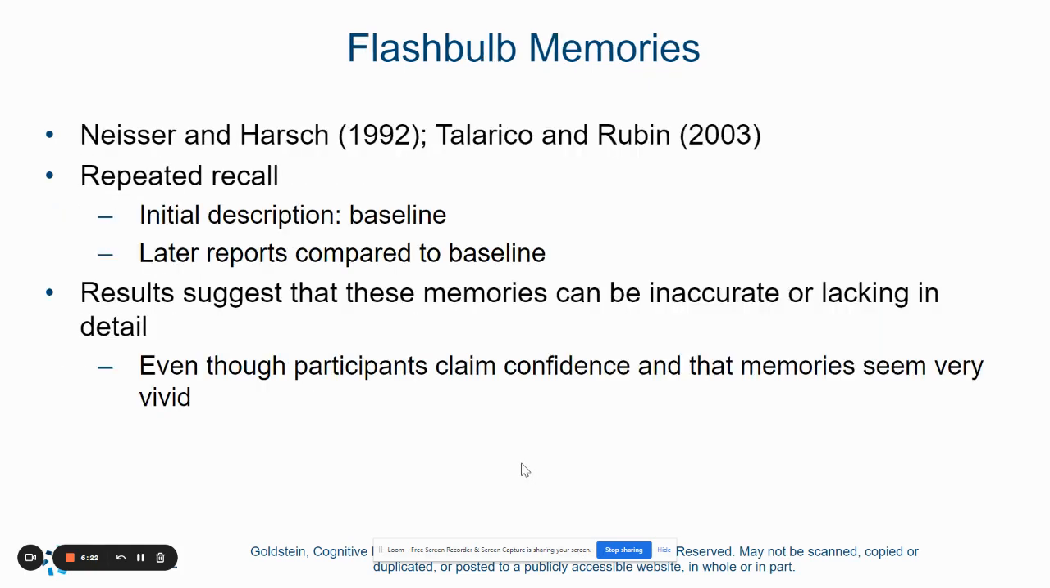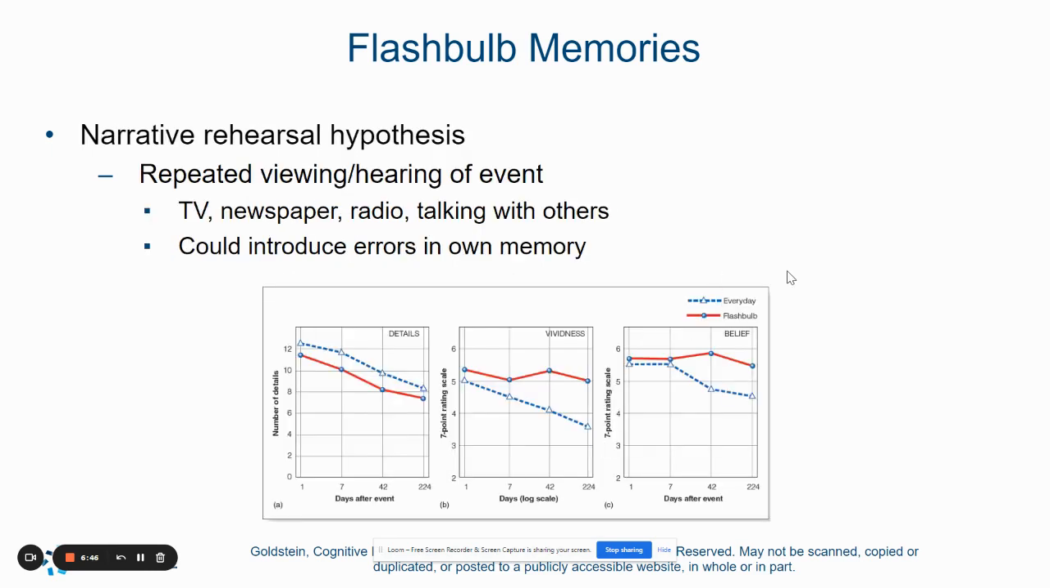So there's been some research on flashbulb memories that tells us that repeated recall of an event can change the way a person looks at something. And these memories can sometimes be inaccurate or lacking in detail, even though participants will say that they're confident and that their memories are very vivid. Chances are that their memories of the event could be impacted by other things they've seen or things they've heard from other people. The narrative rehearsal hypothesis says that when we repeatedly view or hear of an event through TV, the newspaper, radio, talking with others, that could create errors in our own memory of the event.